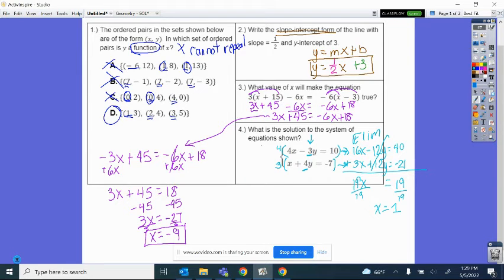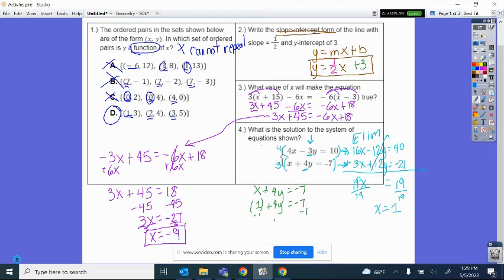Now I got to go back and plug that into one of my original equations. I think I'm going to use the bottom. x plus 4y equals negative 7. Seems like some of those numbers might be a little bit easier. So I take the x out, replace it with 1, and now I have to solve for y.